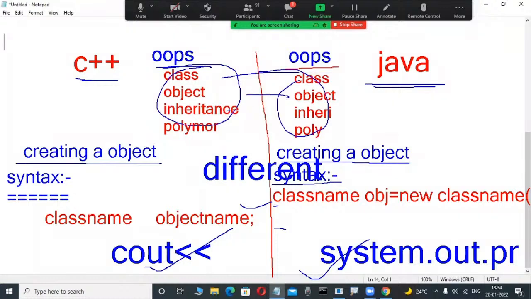What is a class? What is an object? What is inheritance? What is polymorphism? Same. But syntactically totally different. Why? Because those are two different languages, two different products from entirely different companies. That's why functions are different and the syntax is also different.